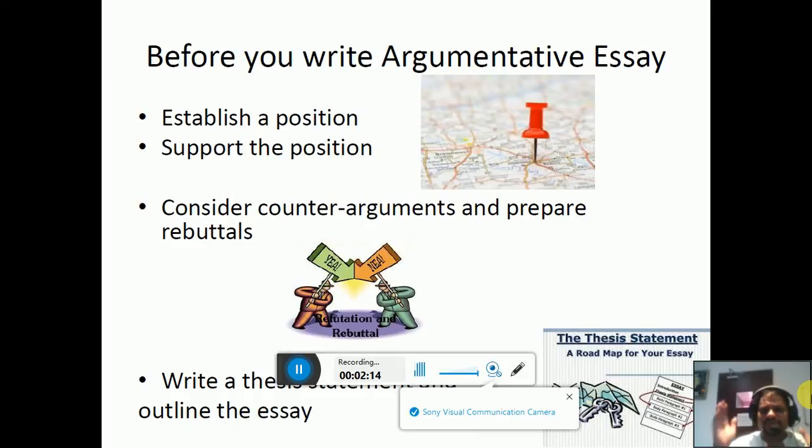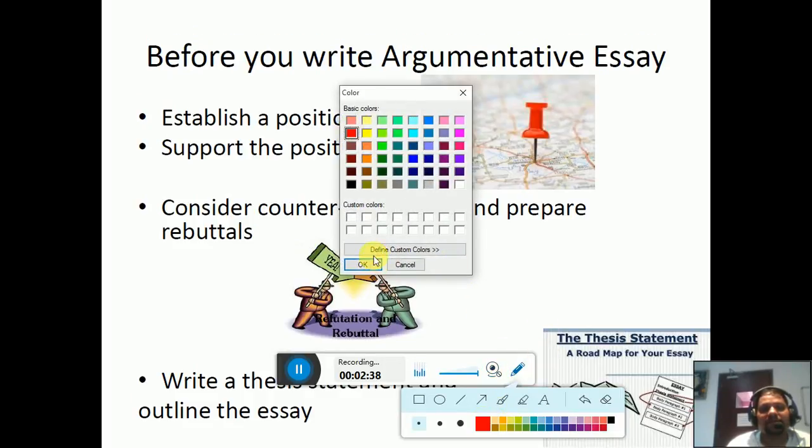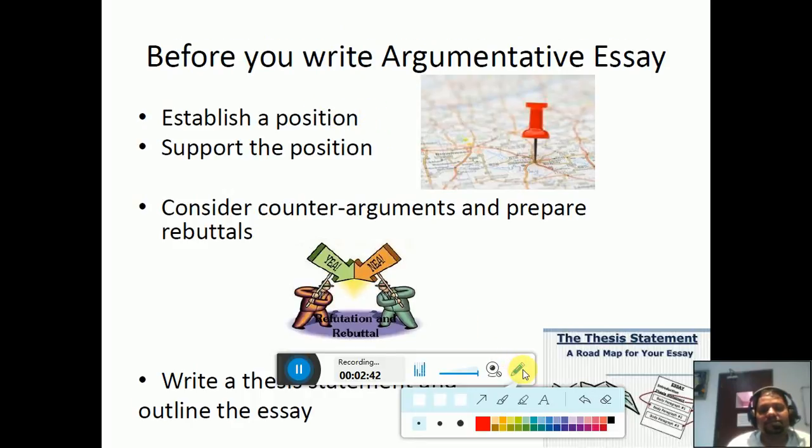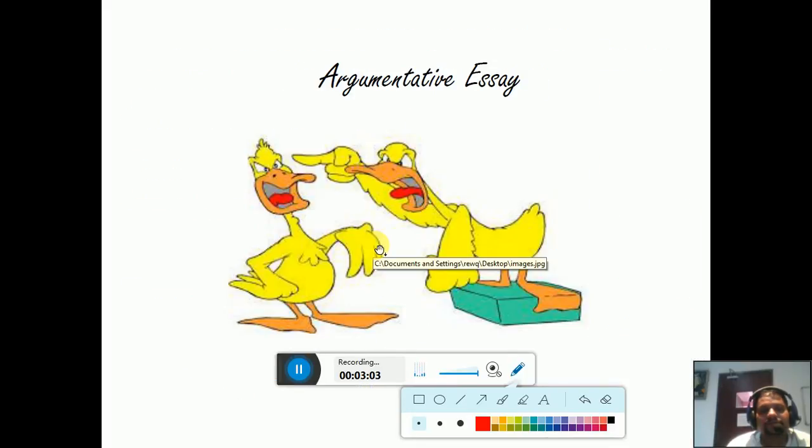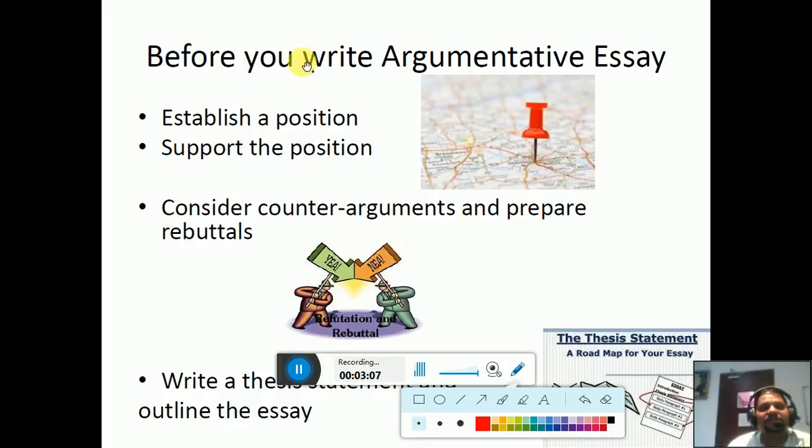Now let me explain to you. Suppose you are writing an argumentative essay. What you need to do is you need to have all these things in place. I mean, the writer needs to establish, first and foremost, a position. Okay, so first and foremost, before you write an argumentative essay, the writer needs to establish a position.